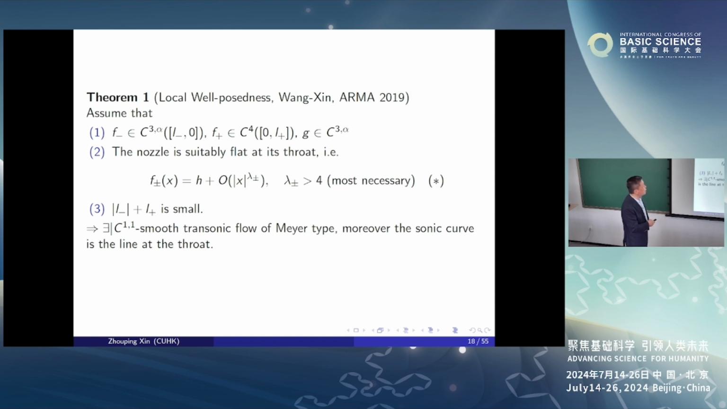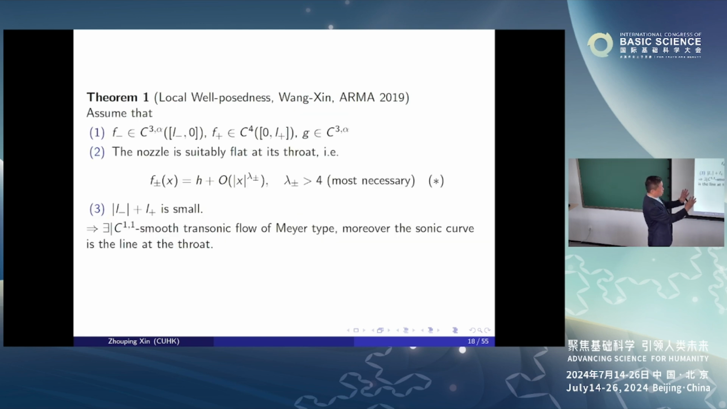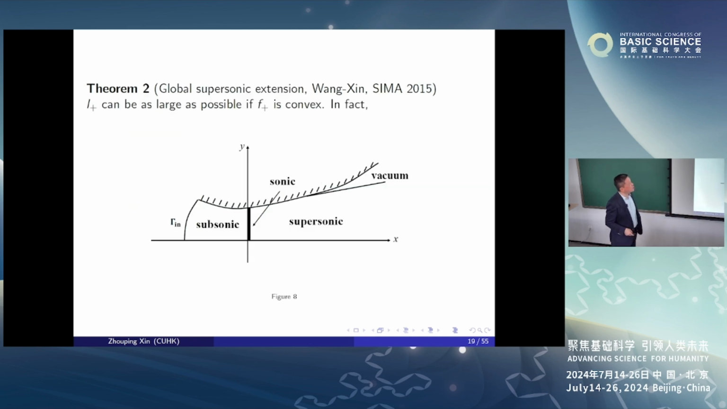This has something to do with what Professor Yuan did for the Monge-Ampère equation: in the degenerate case, you also obtain a C^{1,1} solution. Here you also obtain a C^{1,1} solution. But we only get a solution when the nozzle is quite short. So the question is, can you extend this small solution to a global one? It turns out the supersonic extension becomes very simple, and Chunpeng Wang and I studied it earlier.